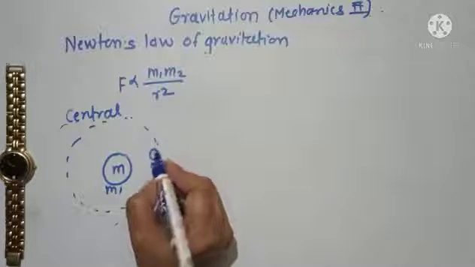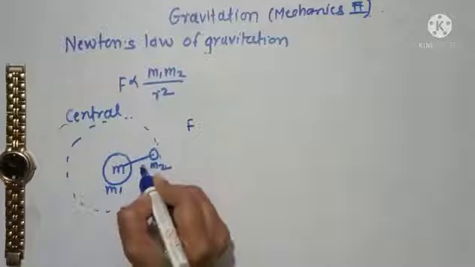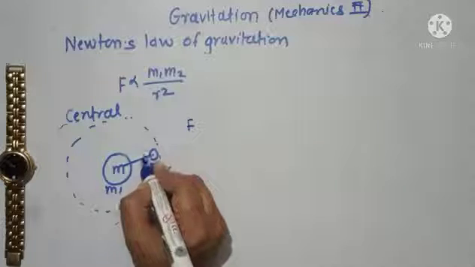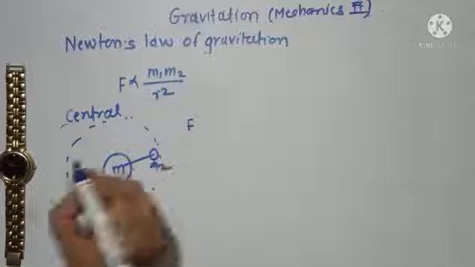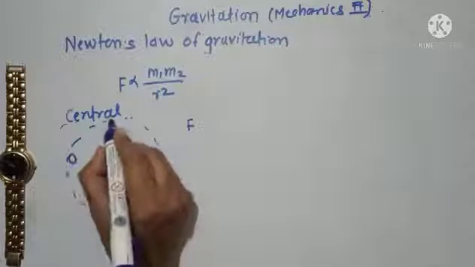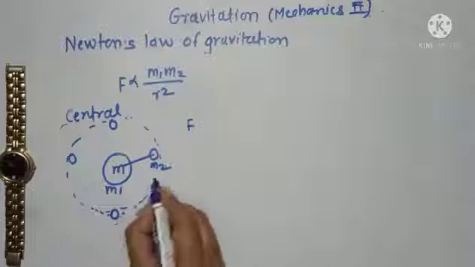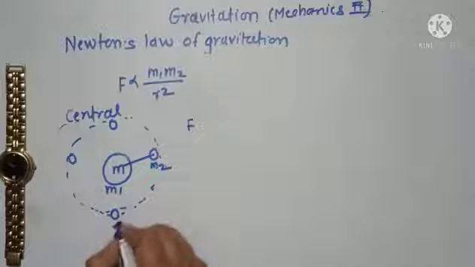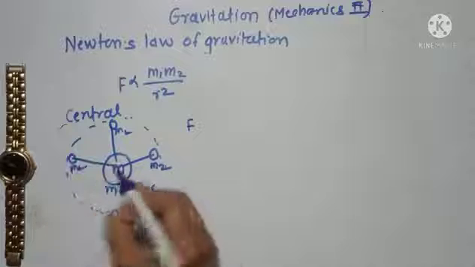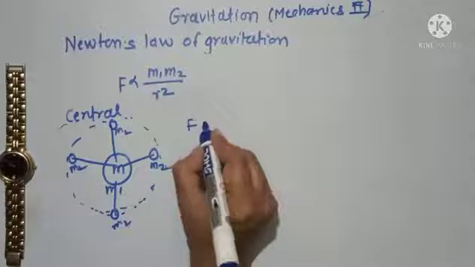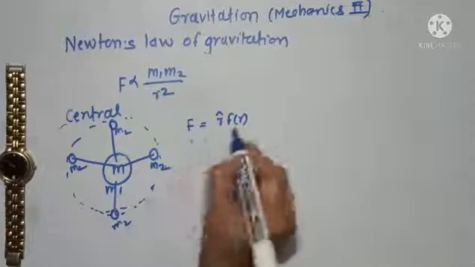What is the meaning of this? The force depends only on the distance between these two objects. It is independent of theta and phi. It means that whether the particle is coming from this side, or this side, or this side, the force felt by this m2 particle is only dependent on the distance between these two objects. So this force is only a function of the distance between the two particles.